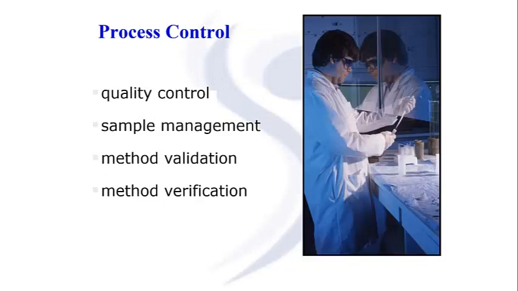Process control. Process control is comprised of several factors that are important in assuring the quality of the laboratory testing processes. These factors include quality control for testing, appropriate management of the sample, including collection and handling, and method verification and validation. The elements of process control are very familiar to laboratorians. Quality control was one of the first quality practices to be used in the laboratory and continues to play a vital role in assuring accuracy and testing.